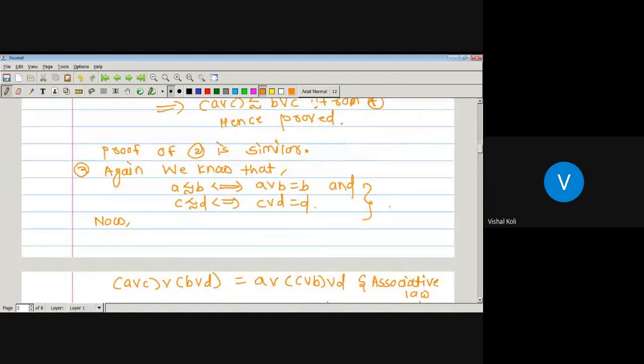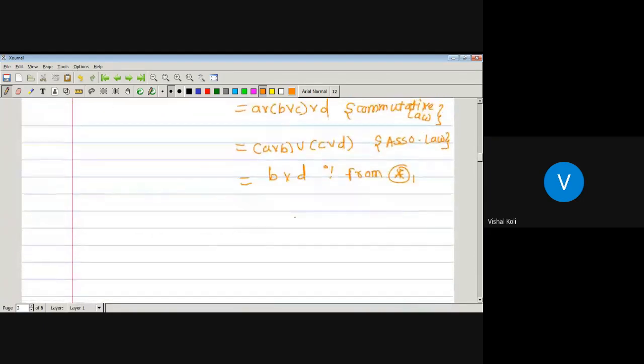Combining these two is star 1. So A join B is equal to B, and C join D is equal to D. We are just putting this value. So actually here we get A join C join B join D is equal to B join D.